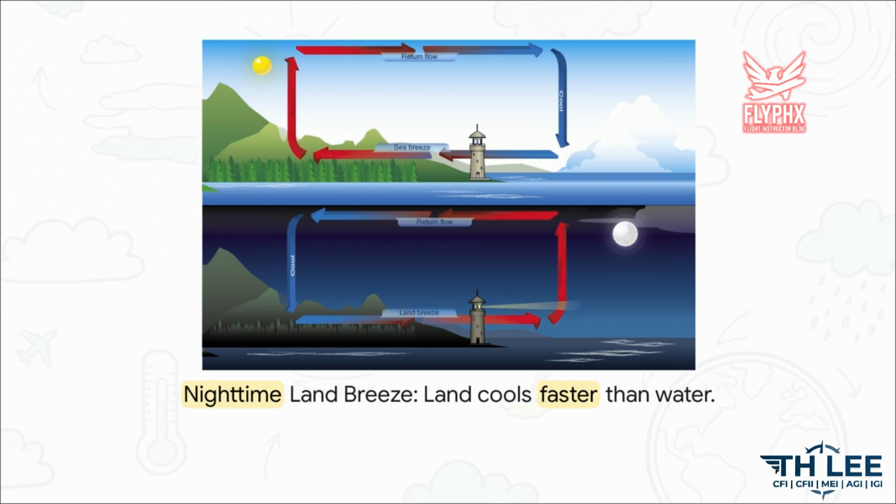But at night, the whole system just flips completely. See, land doesn't just heat faster than water, it also cools much faster. So as the sun goes down, the land cools rapidly while the water is still holding on to its heat from the day. Now, the warmer air over the water rises, and the cooler, denser air from the land flows out toward the sea to replace it. And just like that, you've got a nighttime land breeze.